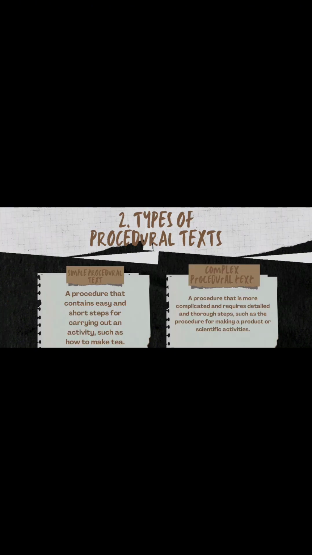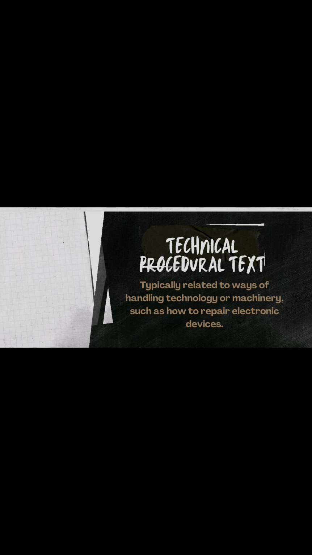The second is types of procedural text. The first type is simple procedural text, a procedure that contains easy and short steps for carrying out an activity, such as how to make tea. The second type is complex procedural text, a procedure that is more complicated and requires detailed and thorough steps, such as the procedure for making a product or scientific activities. And the last type is technical procedural text, typically related to ways of handling technology or machinery, such as how to repair an electronic device.